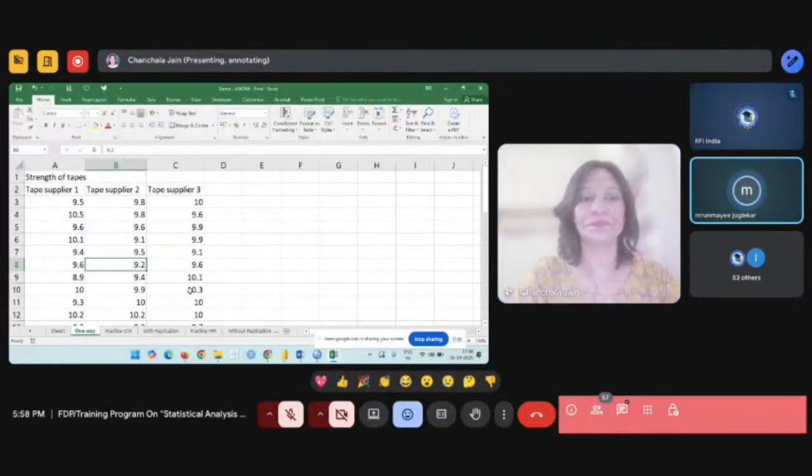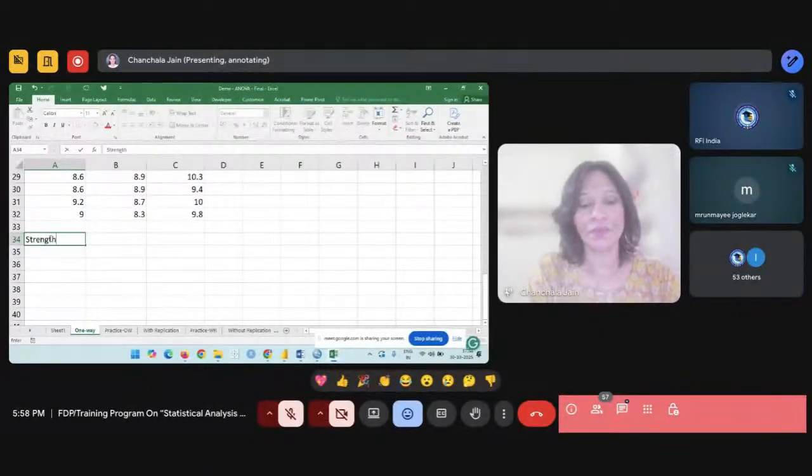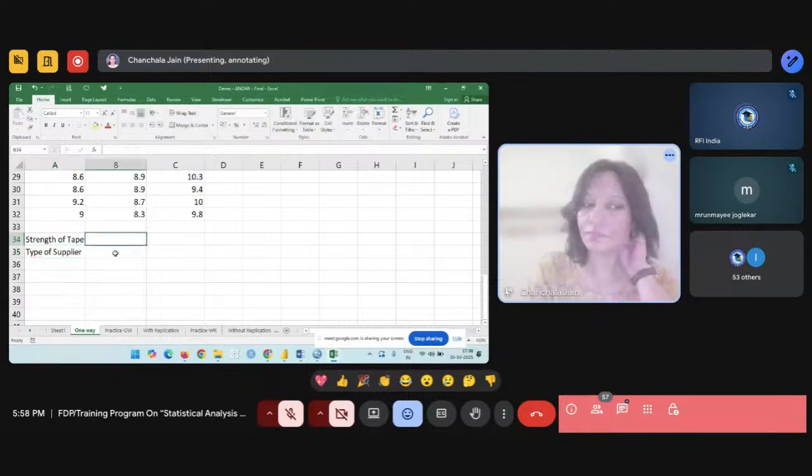One variable is strength of tape and another is supplier, tape supplier. Very good. Strength of tape is the one variable. The second one is the type of supplier. Fine? Everyone, it is okay? Yes, ma'am.